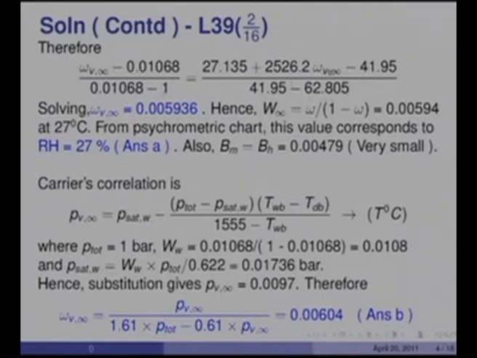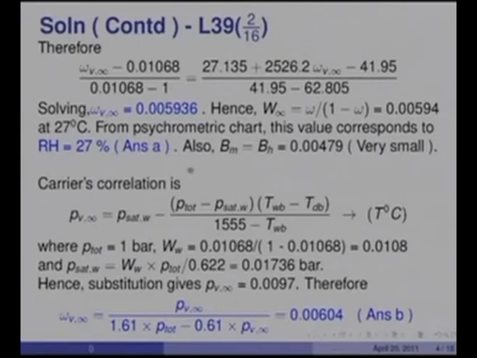If we solve now for omega V infinity, we would get omega V infinity equal to 0.005936, which gives us specific humidity equal to omega over 1 minus omega equal to 0.00594 at 27 degrees C. Now, from the psychrometric chart, this value corresponds to a relative humidity of 27%, which is our answer A. Also, B m is B h and very small. If I substitute this value here, then you will see B m and B h would be equal to 0.00479, which is very small.